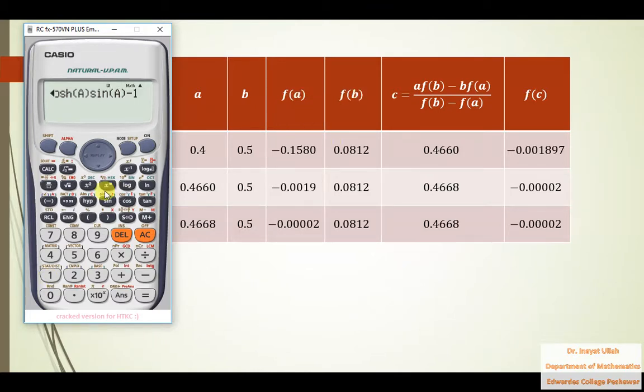Then f of B, so put a colon sign here. For f of B we need to replace x by B in the given function, so 2 cosh B into sin B minus 1, and then put a colon sign here. Now we need to obtain C by this formula.